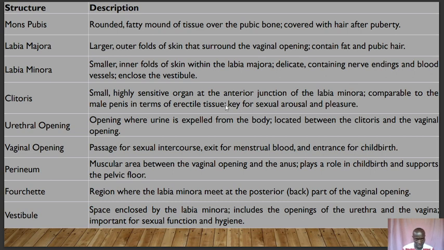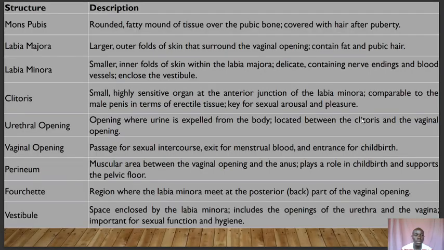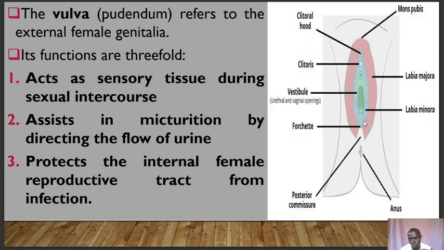And the perineum, guys, is the muscular area between the vaginal opening and the anus. So the vaginal opening and the anus here, guys, this side. This is what we refer to as the perineum, and it's very key during the birth process. It assists in the process. While the fourchette is the region where the labia minora meet at the posterior end. The fourchette is here, where the labia minora meet at this posterior end.